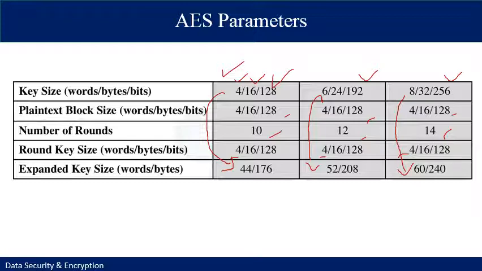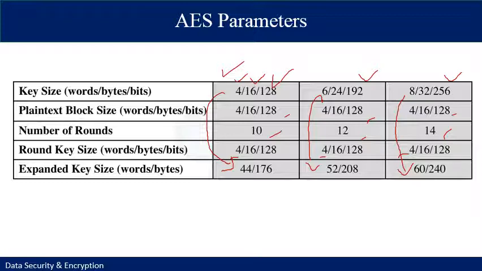So the first n-1 rounds consist of 4 distinct transformation functions. These functions are named SubBytes, ShiftRows, MixColumns, and AddRoundKey, which will be described in the next few slides. The final round contains only 3 transformations, and there is an initial single transformation, AddRoundKey, before the first round, which can be considered as round 0.